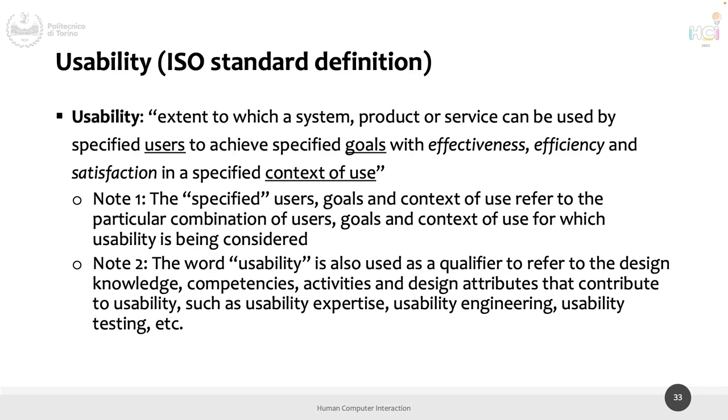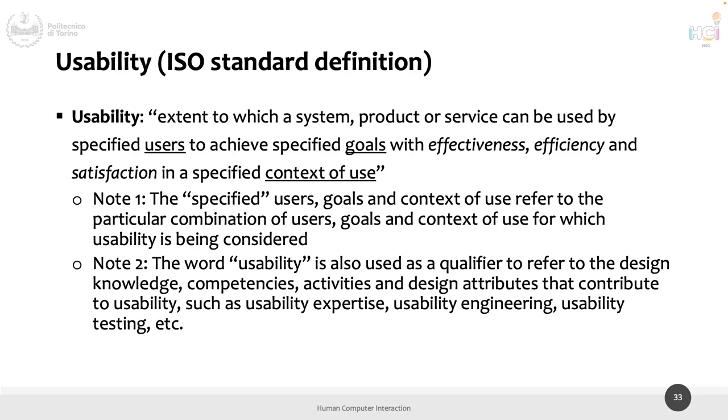So again, these back to usability. These three topics come back here: people, goals, and context of use that we mentioned as application domain. And then, as a good standard, it has some notes that specify that users, goal, and context refer to the particular combination of user, goal, and context for which usability is being considered. So not in general, not any user in any context with any goal, but in a specific context in which we have users that want to fulfill specific goals in a specific domain. These three things are linked together.